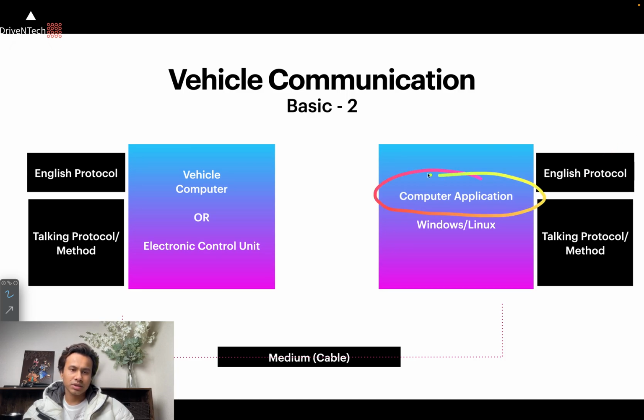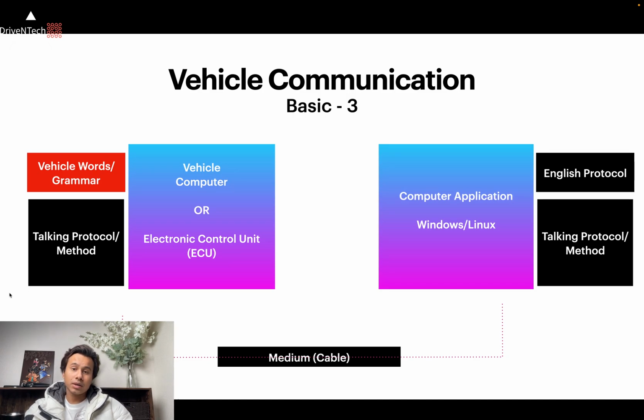So this is our computer application. We cannot talk directly to a vehicle, so we have a computer application running on Windows or Linux, and on this side I have considered that the vehicle has a computer. For the sake of simplicity, the vehicle has only one computer, which in vehicle terminology we call an electronic control unit, or ECU. Both computers should have the application layer protocol implemented, the talking method also implemented, and there should be a connection between them. So here is the cable.